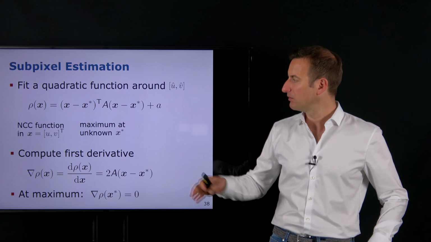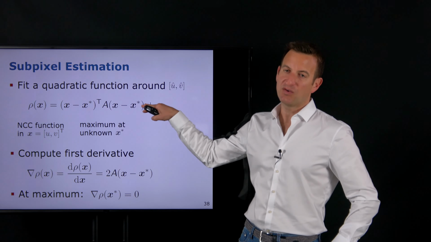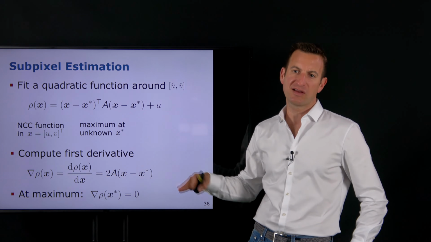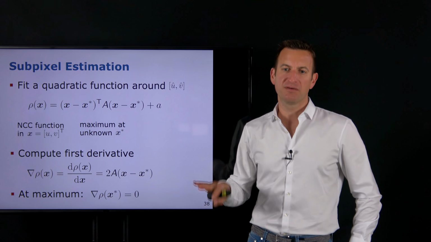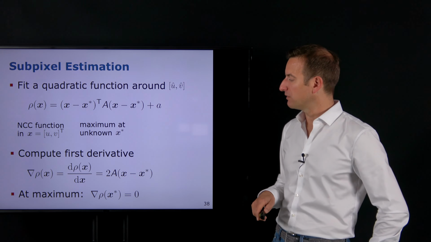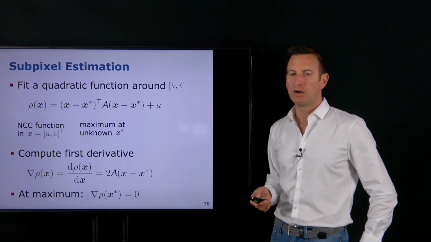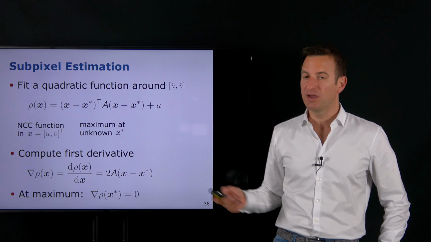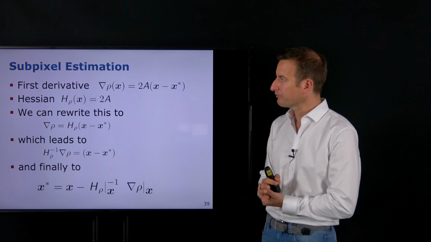and we know that at the maximum this first derivative must be 0. Well, the only thing we did is we said, okay, we assume the function looks like this. Again, this is an assumption, but we assume the function looks like this. Let's compute the first derivative, and we know that the first derivative must be 0 if we put in the maximum value over here. And this is what we will use in order to compute this maximum value.